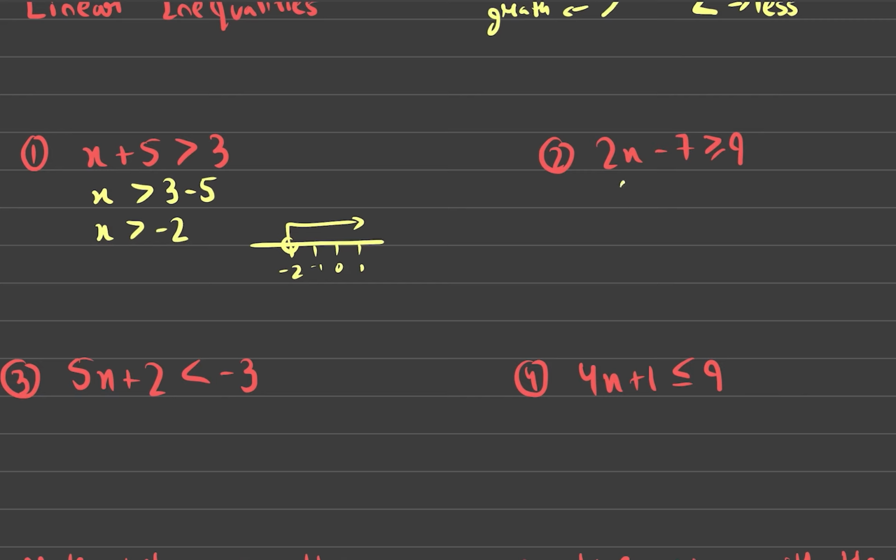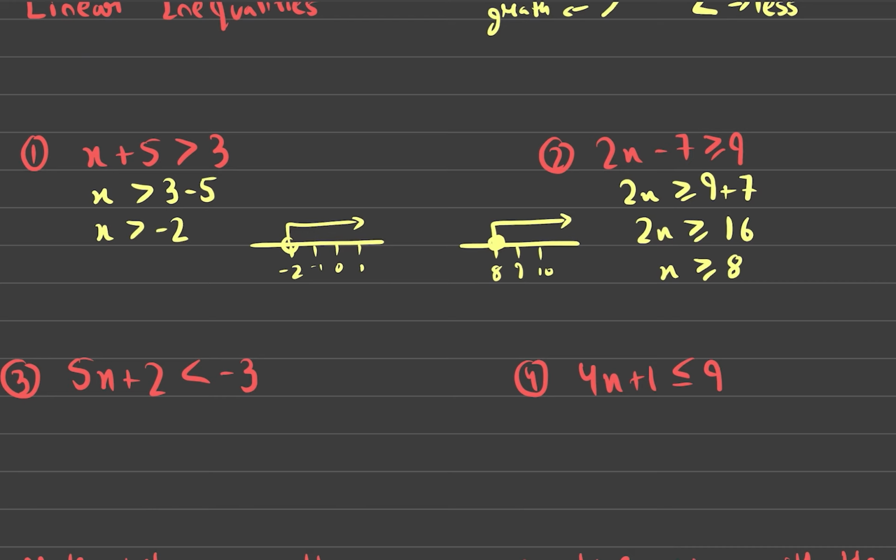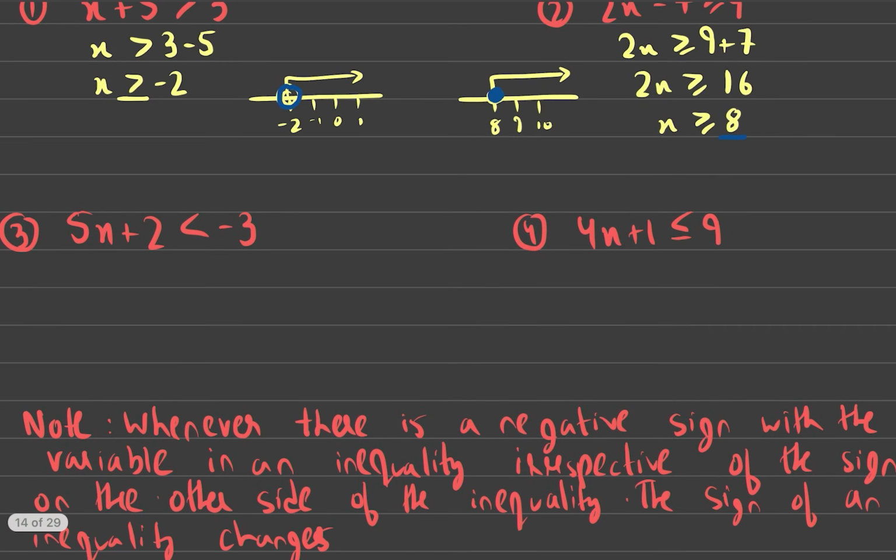Let's do this other example. 2x greater than equal to 9 plus 7. That makes 2x greater than equal to 16. x is greater than equal to 8, which means that my value of x is what? Greater than equal to 8, but 8 is included. Here, it was only greater, which means minus 2 was not included. You made an open circle. But here, my 8 is included. You made a closed circle. Do you get this? Now let's proceed further to the less question.